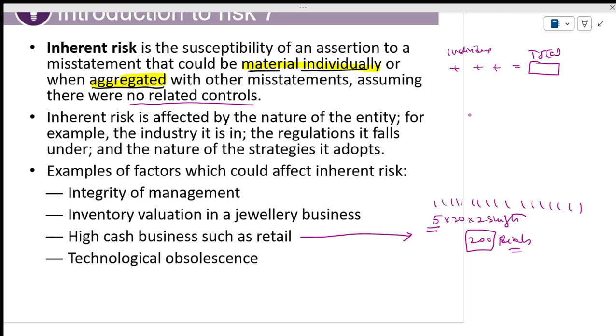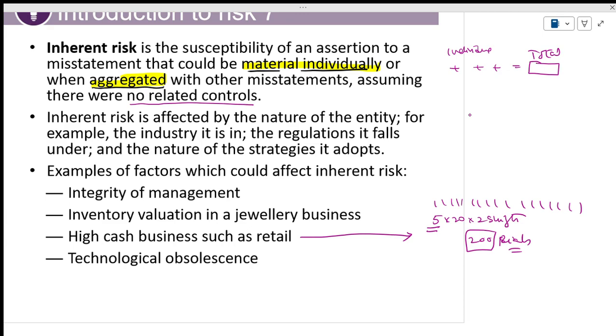Integrity of the management, quality factors. Is it right? Integrity of the management. If the management is not focused, definitely what will happen? You will have something happening at a lower level, something at the middle level, something at the higher level. Fine. This is the third aspect.